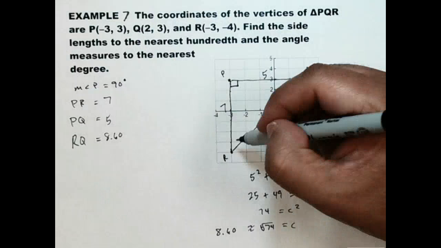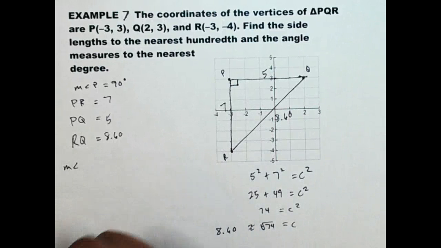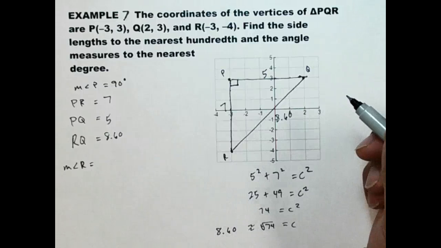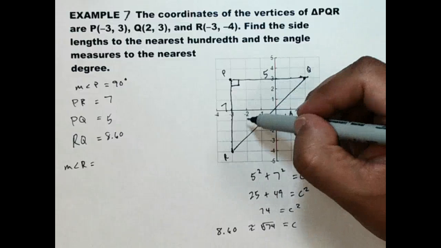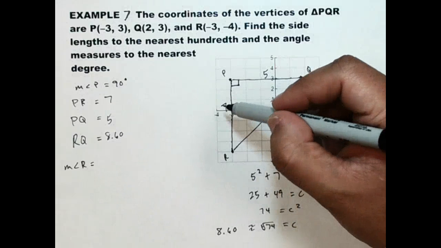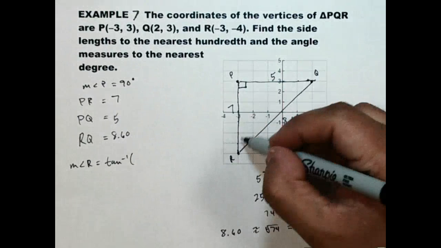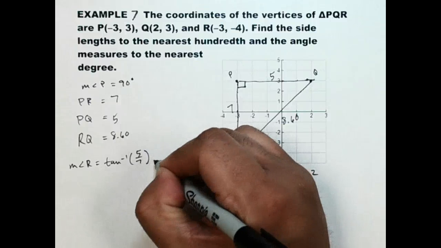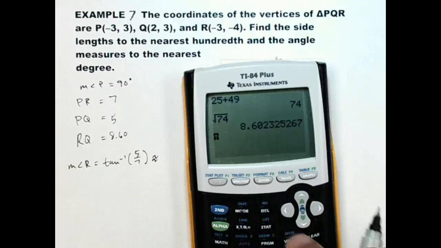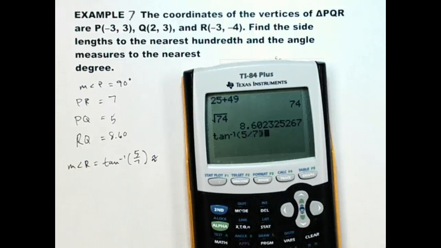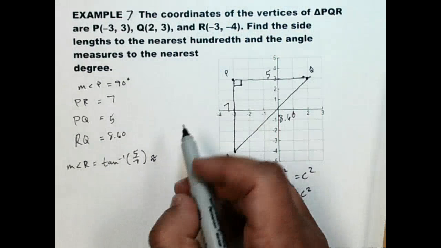Right. Now what's left is I have to find angle R and angle Q. So this is where I'm going to use my inverse trig functions. All right, and I want to look at from R, 5 is opposite and 7 is adjacent. So that means I want to use my inverse tangent function. So that's going to be 5 over 7. Right, so if I put that in the calculator, the inverse tangent of 5 over 7 comes out to be 35.5. If I round that to the nearest degree, that's 36 degrees.